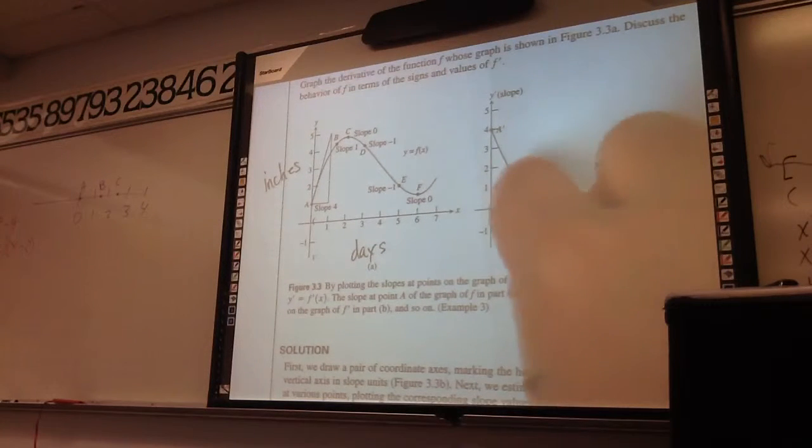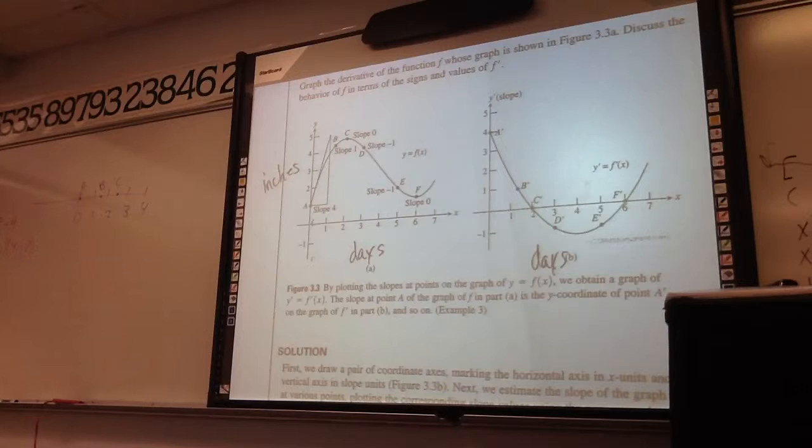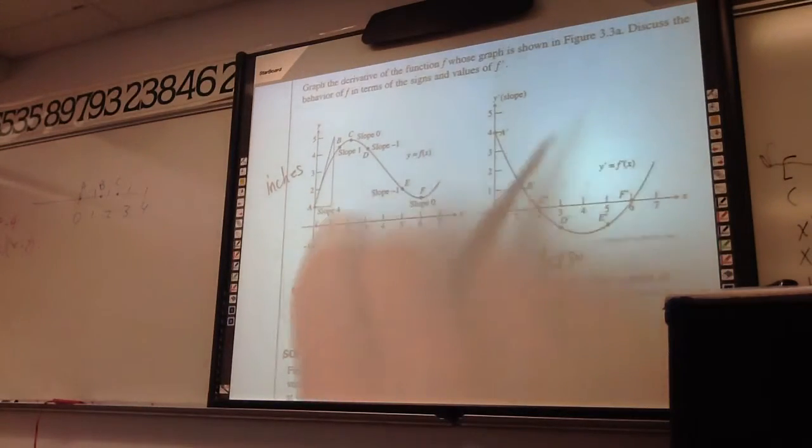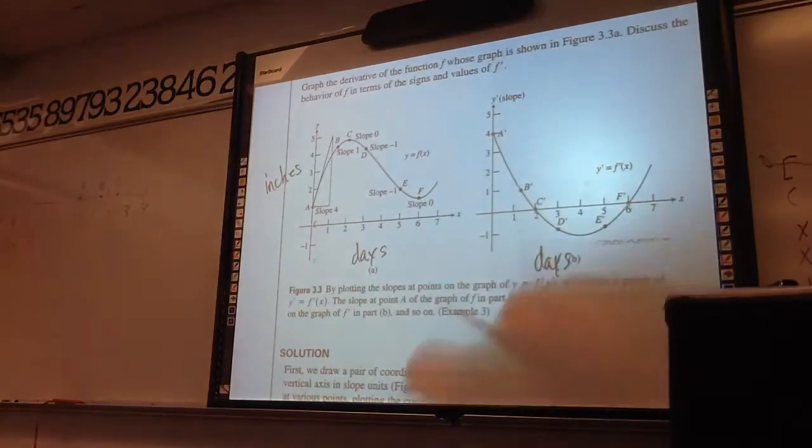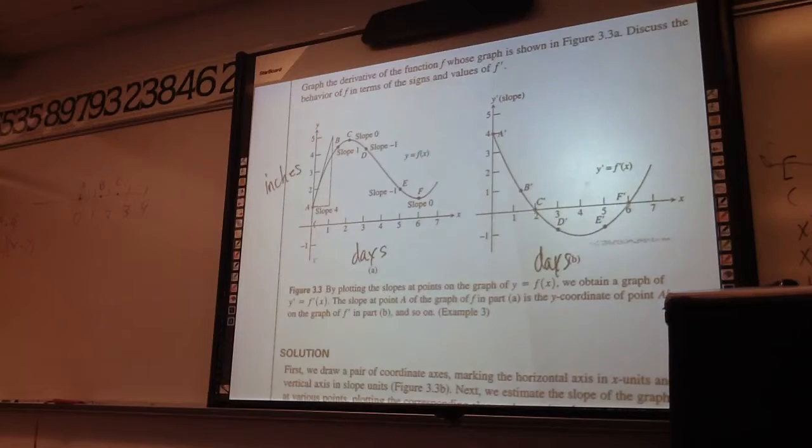Remember, this is the derivative, which is the slope, right? What does slope represent on this graph? Like if I look right here, the slope is 4. What does that mean? Yeah. How much it increased?